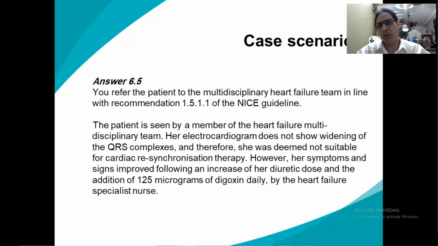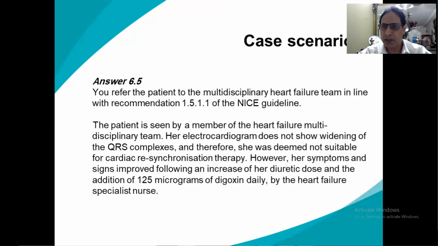Who is suitable for this procedure? Those with heart failure, NYHA class 2 to 4, that means symptomatic, and the ECG shows a wide QRS and left bundle branch block, and those with sinus rhythm, that means not atrial fibrillation, and who have an ejection fraction of around 35. Those are the criteria to implant this type of device.